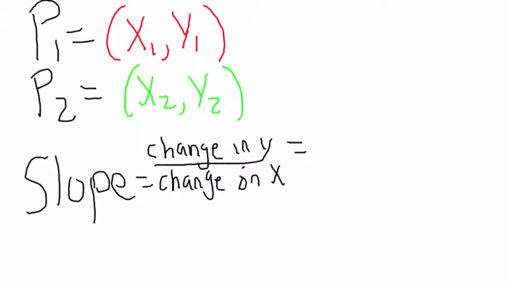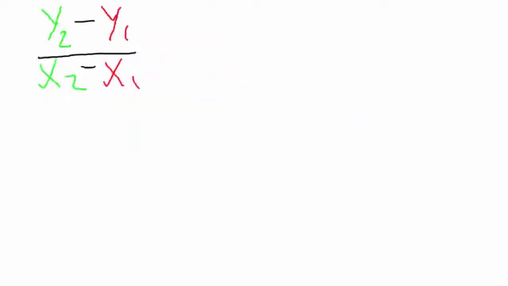So this is equal to y2 minus y1. Sorry, I'll put that in red. Divided by x2 minus x1.